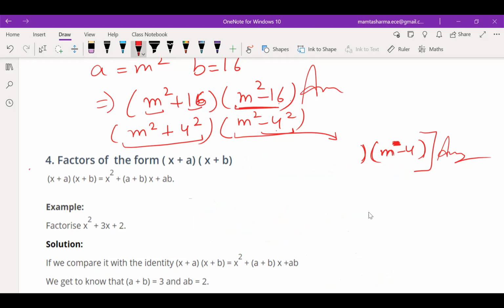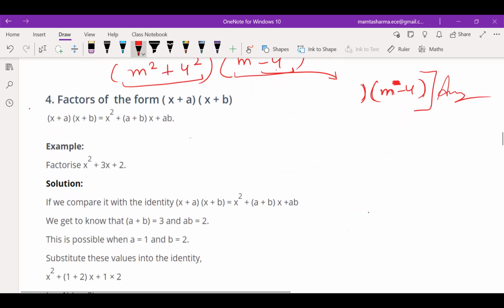This method is applicable where we can't take the perfect square of a and b. So there we use this method, x plus a, x plus b. If I have the factors x plus a, x plus b, after multiplying this expression, I will get... Can you multiply these factors? Do you know how to multiply these types of factors?